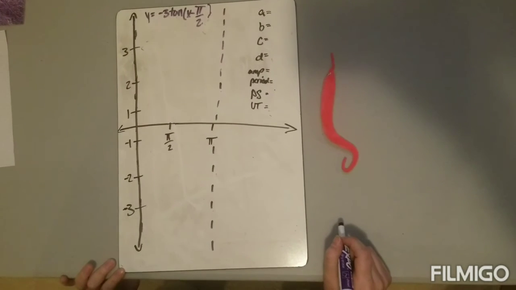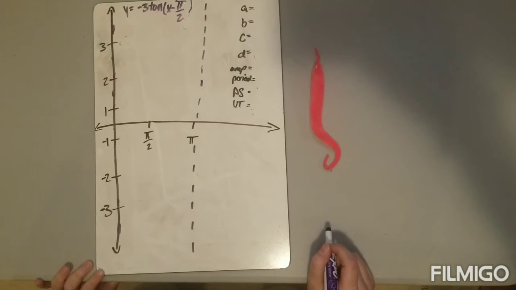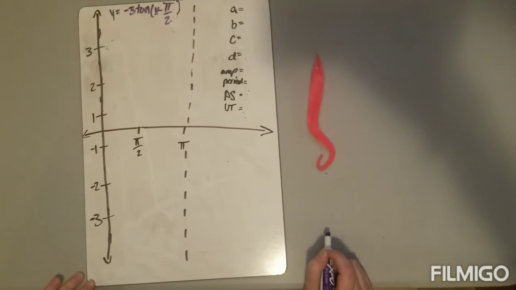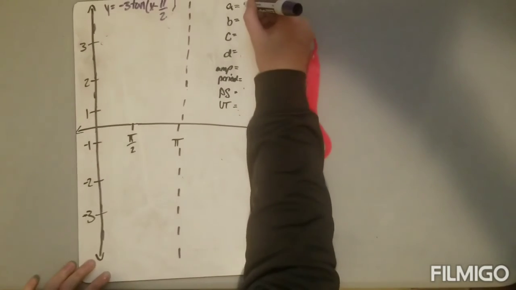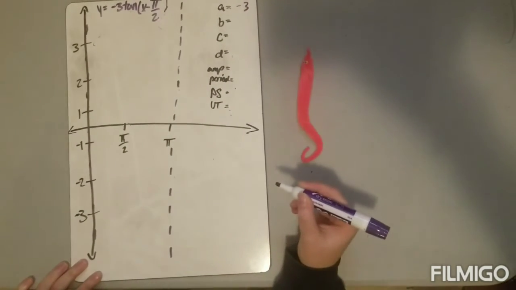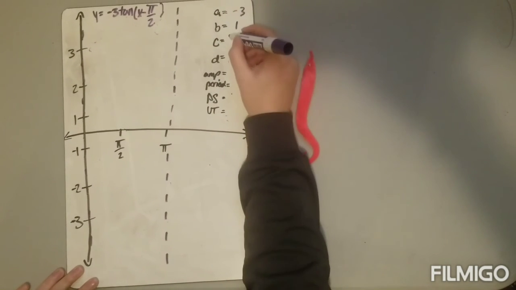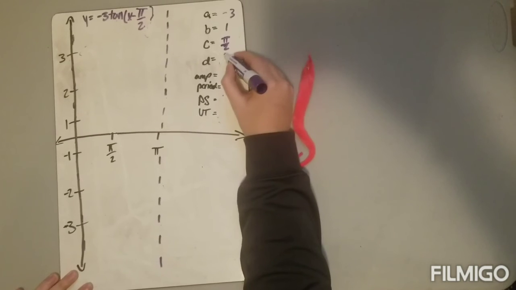Okay, so let's learn how to graph a tangent curve. The first thing we are going to do is identify our A, B, C, and D values. We can see from the equation that our A value is going to be -3. Our B value is going to be 1. Our C value is going to be pi over 2. And our D value is going to be 0.